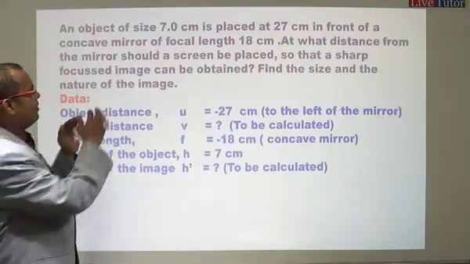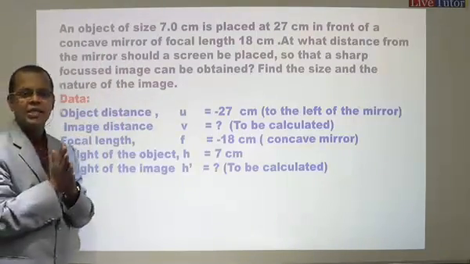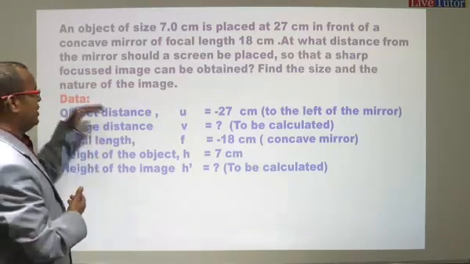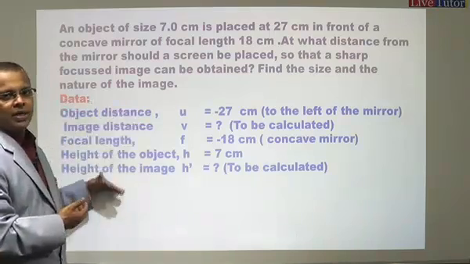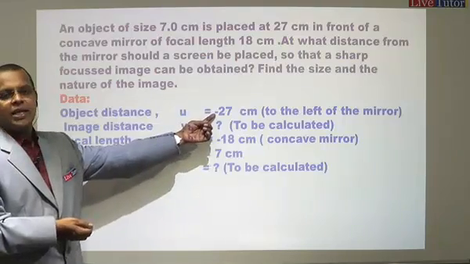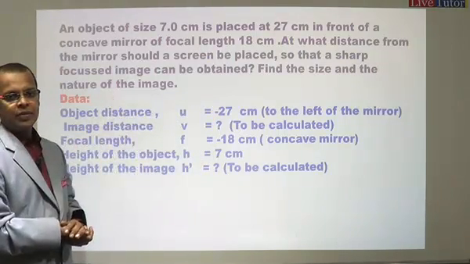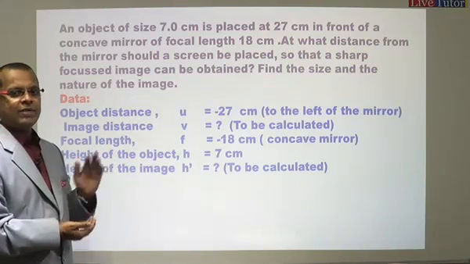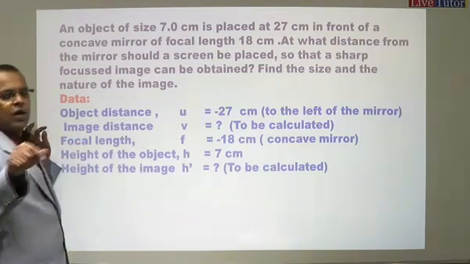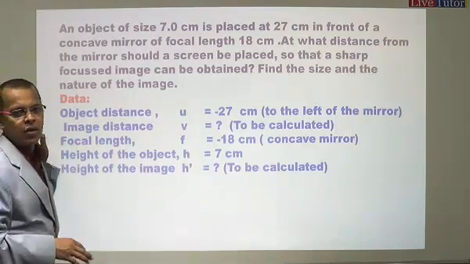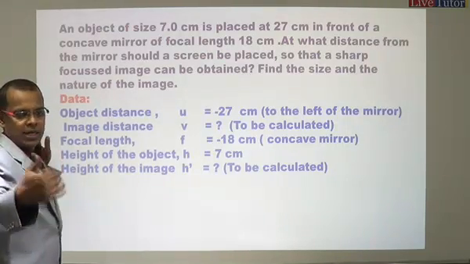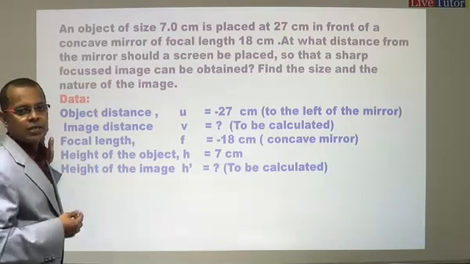Okay. Now what is the question? Here they are using a concave mirror and they are asking us to find out the location of the image and the nature of the image. Now find out the data first. Take down the data. Object distance U is equal to minus 27. Why is it minus? Because it is concave mirror. Concave mirror is minus to the left of the mirror. And image distance should be calculated. When you say where the screen should be placed, that is the location of the image. They are asking us to find out the location of the image.